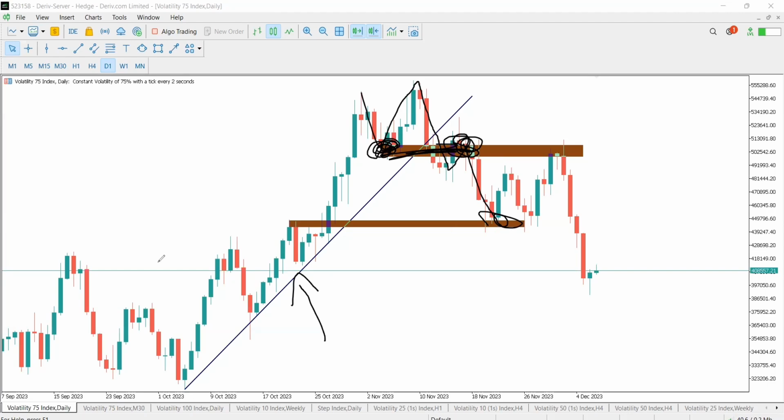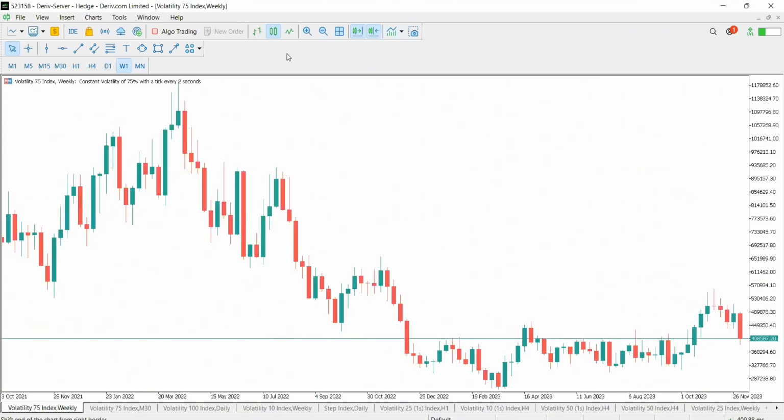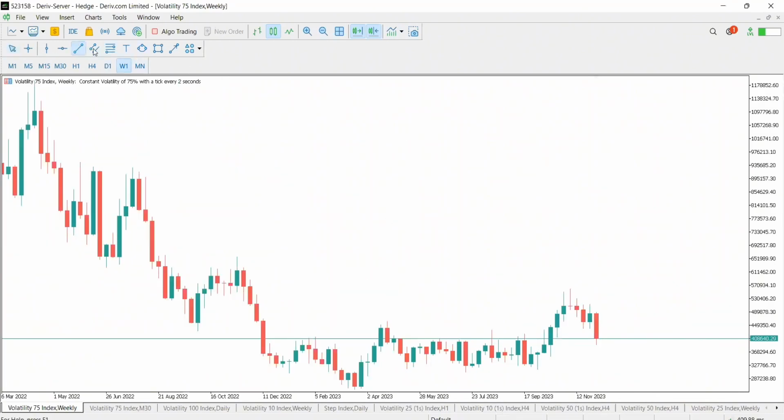So let's use another example. Let's go back to the weekly time frame. Let me just clear this chart so it's clean. So let's come back to the weekly time frame. Let's assume that you're still using this trend line here. You can say that I'm a trend line person. I've drawn this trend line here.